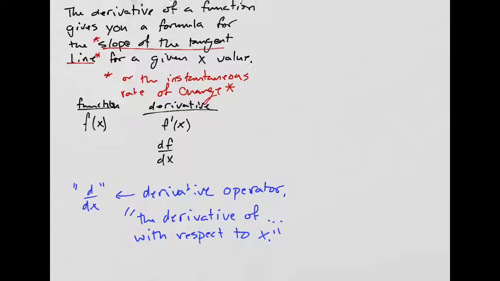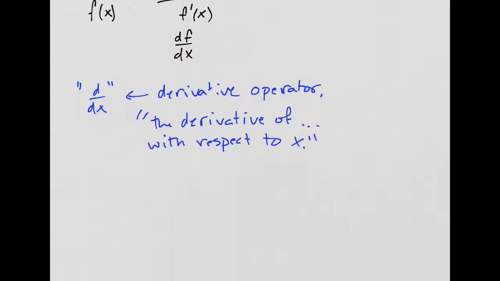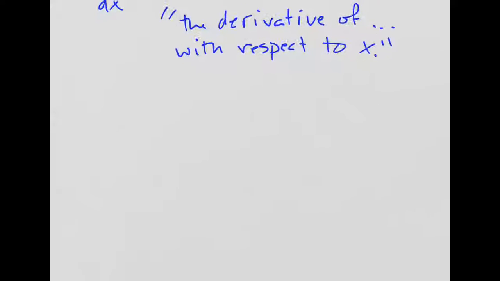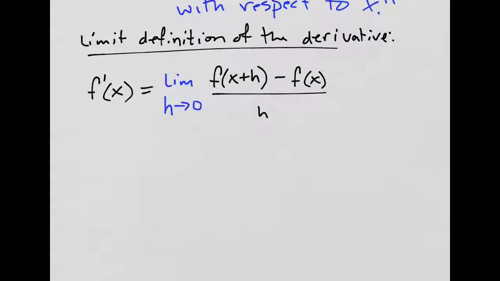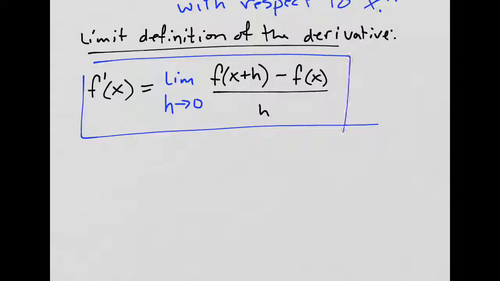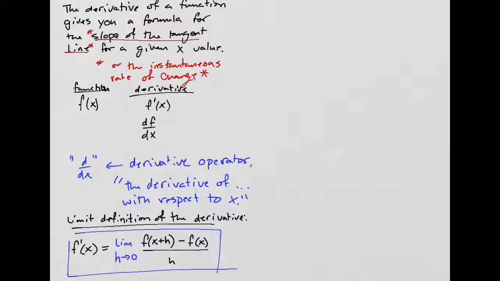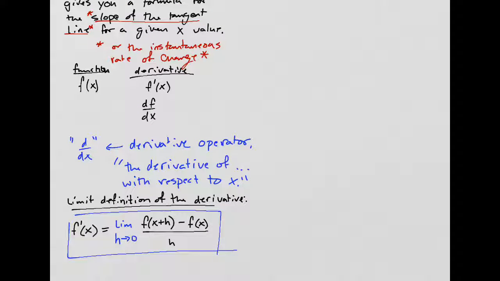So that's some notation. We have the limit definition of the derivative, which we looked at last time. There's two, but I'm only going to make you use one because it's the easiest for me. So that is the limit definition of the derivative. Maybe I'll put a box around it because it's important. And there we go. So those are these quick notes, some notation.